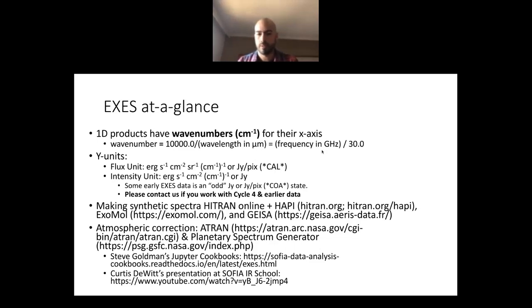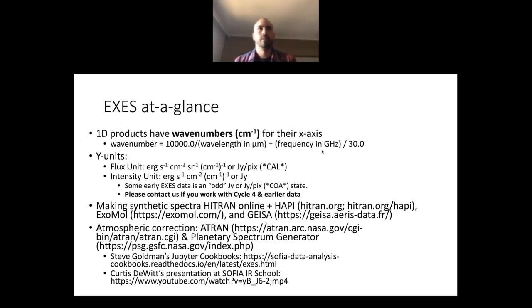It won't be an absolute scaling. There's still some work that users will have to do for themselves, but we do have products now that are in either Janskys per pixel or Janskys. And a brief warning about some of the early data: there was a really high fidelity conversion from the TEXES pipeline to the EXES pipeline.